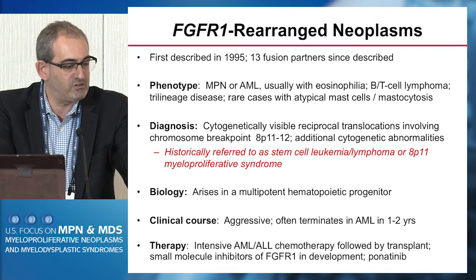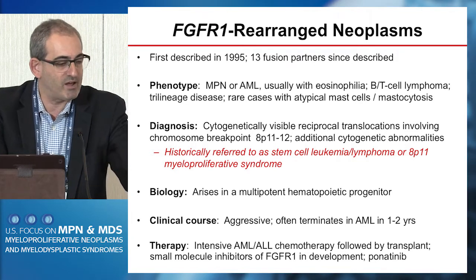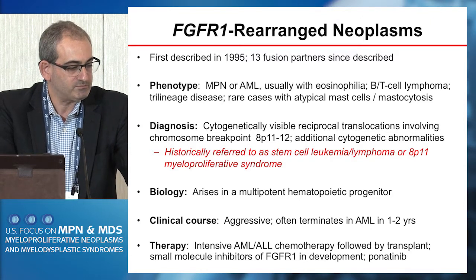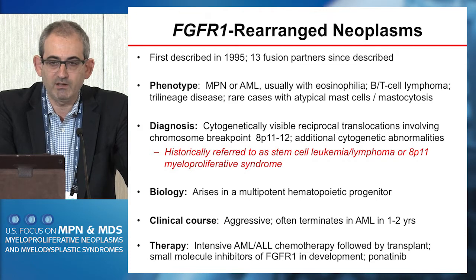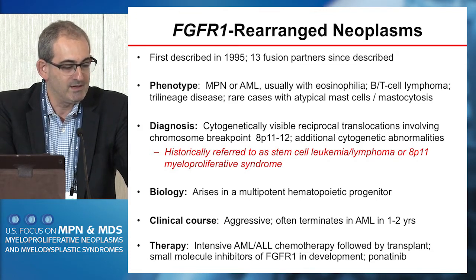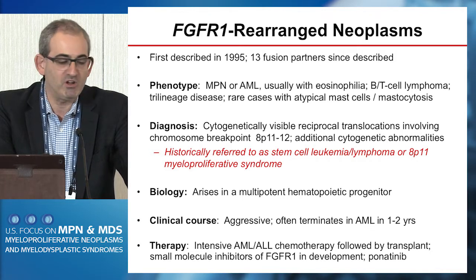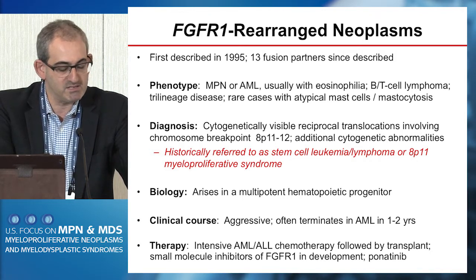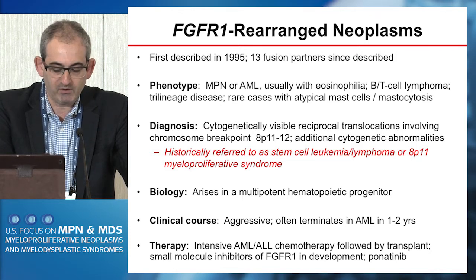myeloid and lymphoid disease. And the clinical course is very aggressive, terminating in AML usually in only 1 to 2 years. Therapy is usually intensive AML or ALL induction chemotherapy followed by transplant. And there are small molecule inhibitors of FGFR1 in development. Ponatinib has some activity against the disease in basically case reports presented to date in the literature.